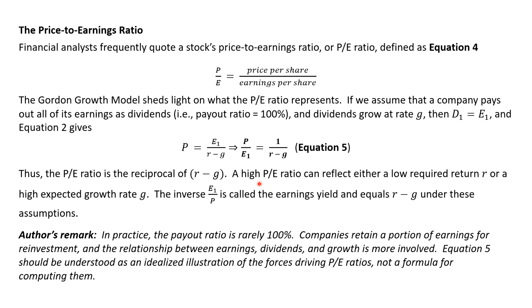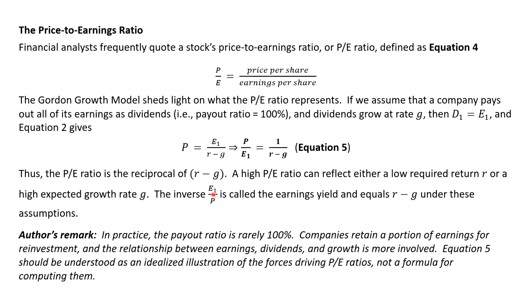A high PE ratio can reflect either a low rate of return R or a high expected growth rate. Basically, when these two numbers get close together, then when you divide that into 1, you get a larger and larger number. So if the growth rate and the required rate of return are almost the same, you're going to get a large number here. Now, we assume that G is not greater than R, so you're not going to get a 0 or a negative here.